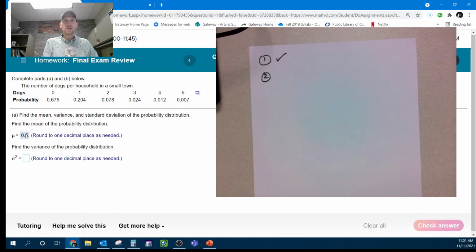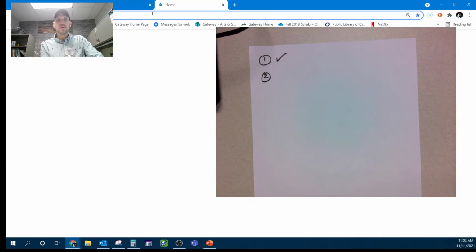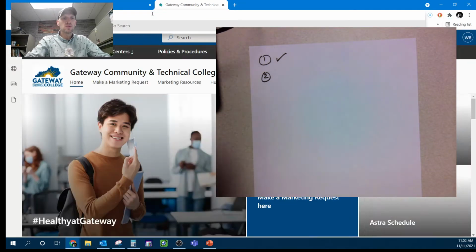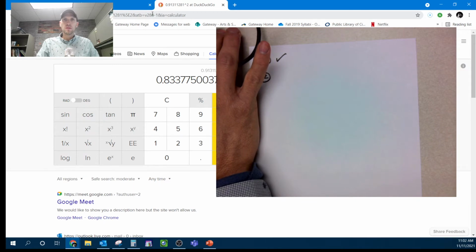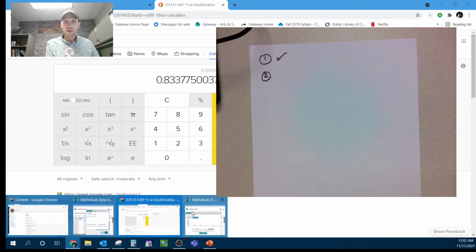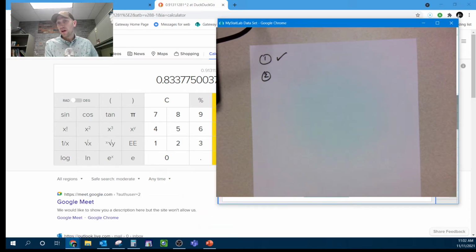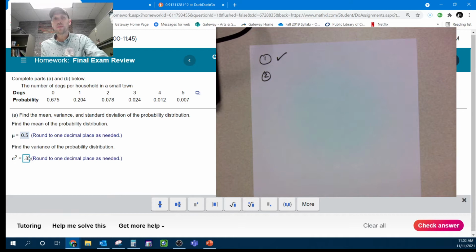With a variance, remember what we do with the variance is we square the standard deviation. So there's our standard deviation that StatCrunch gave me. I'll copy that and put it in the calculator up here and tell it to square that number. You can see there, I cut and pasted into the calculator and squared it. And that gives me 0.833. So rounded to 1 decimal place, 0.8 is the variance. That's just the standard deviation squared.